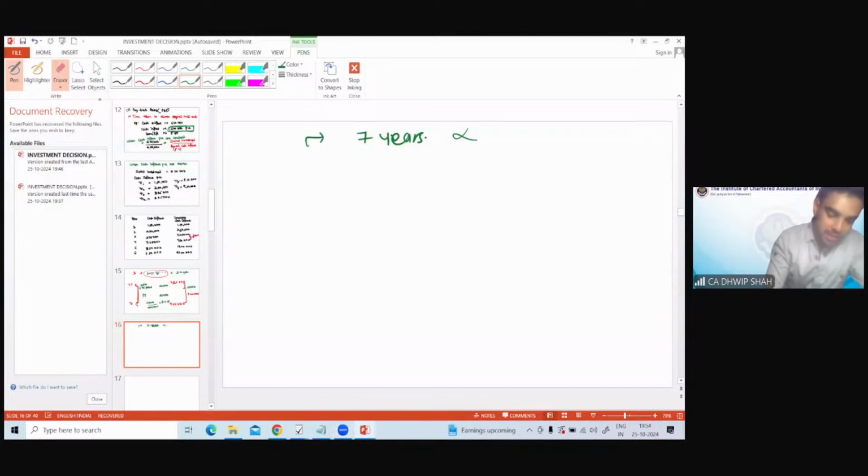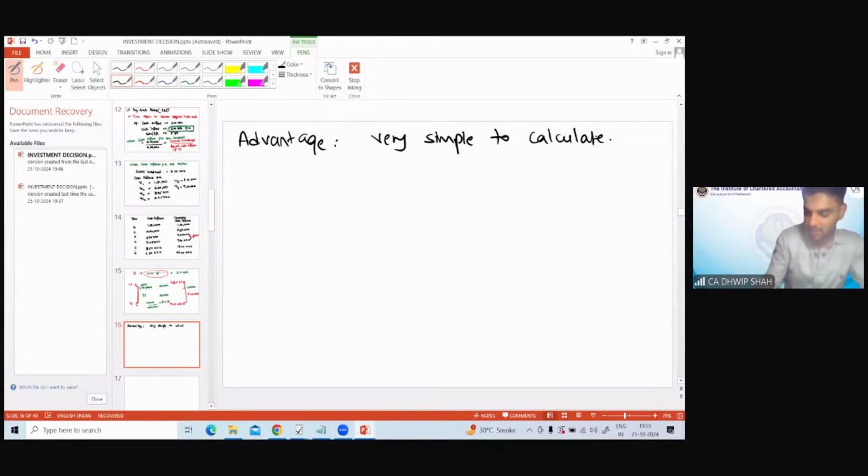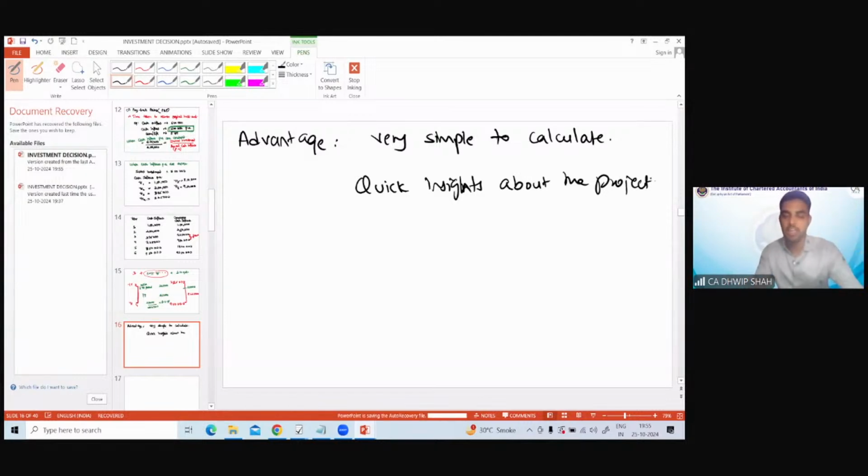Now, the advantage of this payback period is that it is very simple to calculate. Second, it will give you very quick insights about the project. It will help in taking a very quick decision.